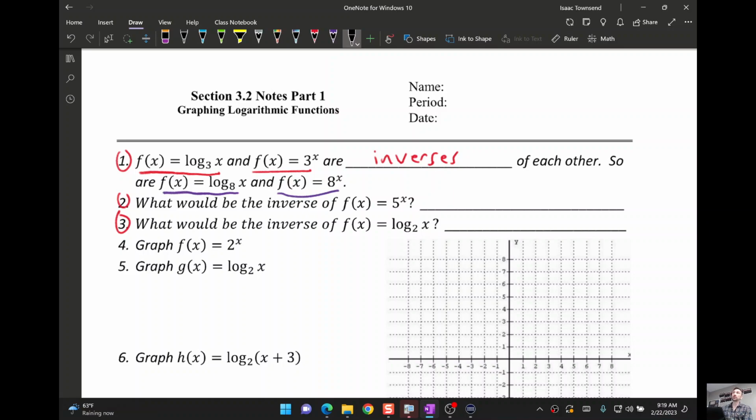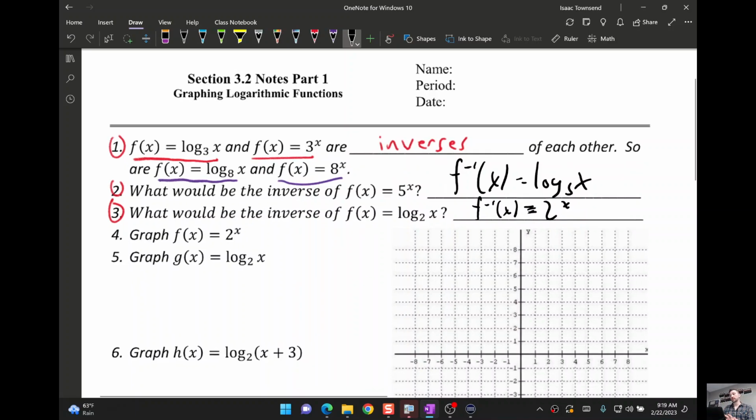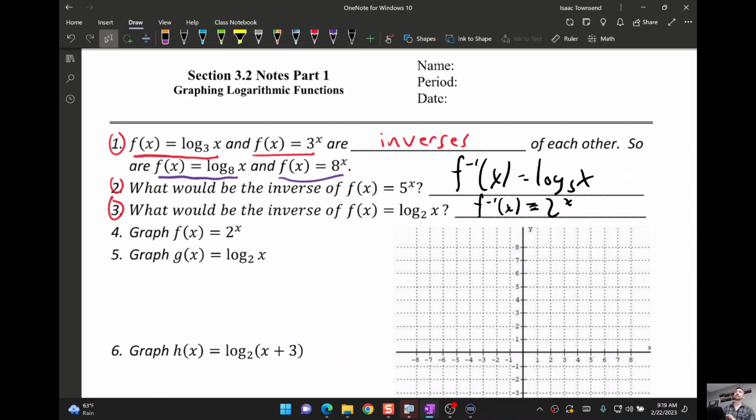So we will ask you, and you need to know, what's the inverse of 5 to the x? Log base 5 of x. And what's the inverse of log base 2 of x? 2 to the x. Once you know that connection, you're going to see everything else I say on the rest of this handout is really just fitting together some pieces of stuff that we've already talked about.